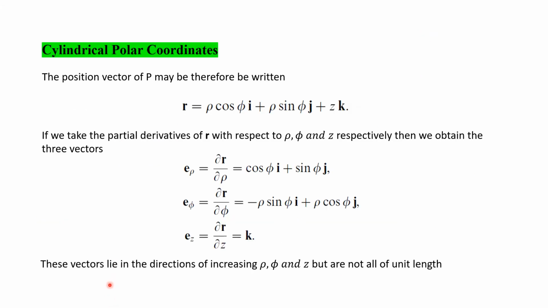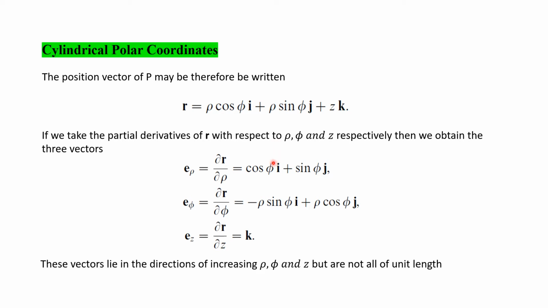If you remember in the previous lesson, we had the position vector of P written as r, in terms of x, y, and z. Now, the position vector of P may therefore be written in terms of the cylindrical polar coordinates. r is equal to rho cosine phi i hat plus rho sine phi j hat plus z k hat.